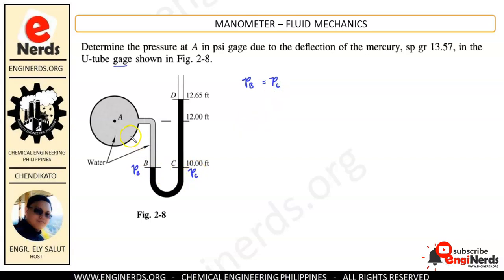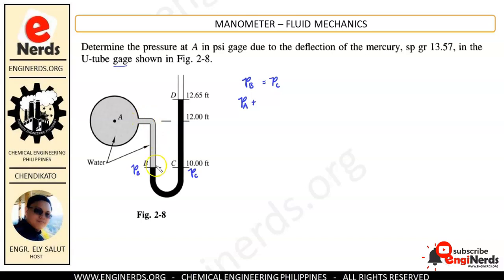So, now we are going to take the pressure in B from the left side of our manometer and the pressure on C from the right side of our manometer, okay? Okay, so simulan natin yung ating B. So, paano natin makukuha yung pressure in B? First, we have the pressure on A. So, ito ang hinahanap natin. What's the pressure in A? Plus the pressure from here until here.